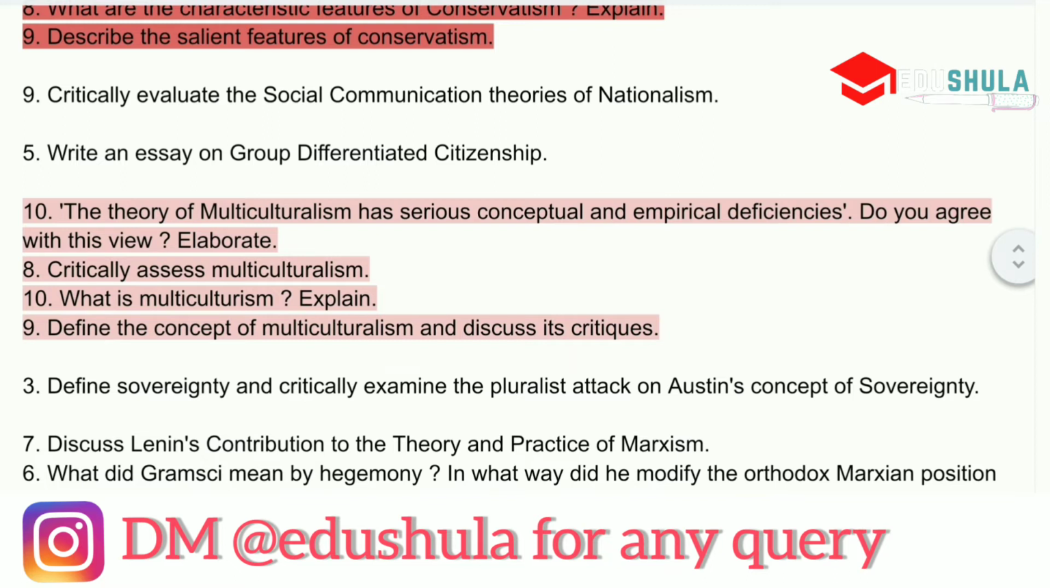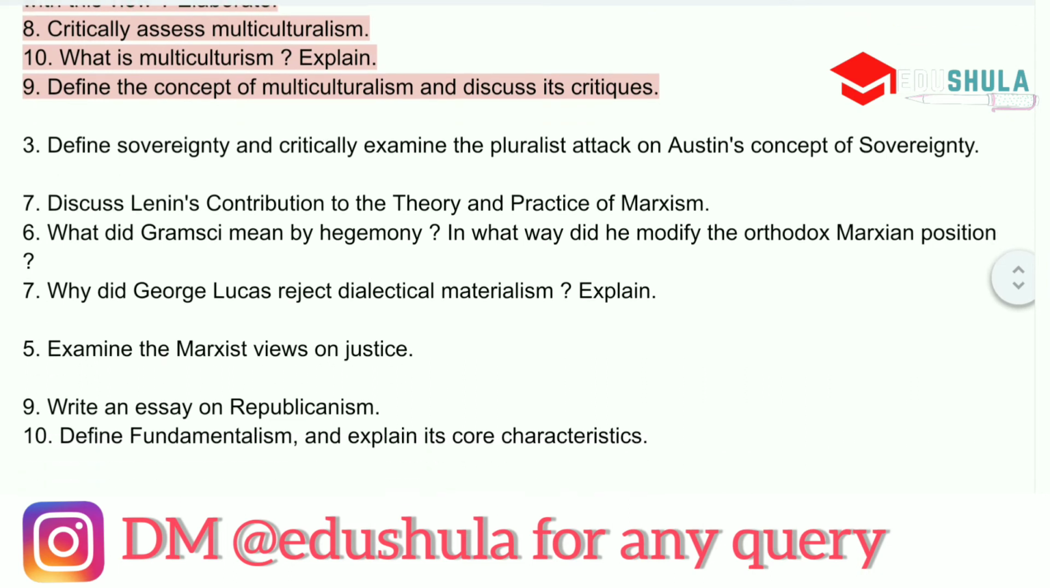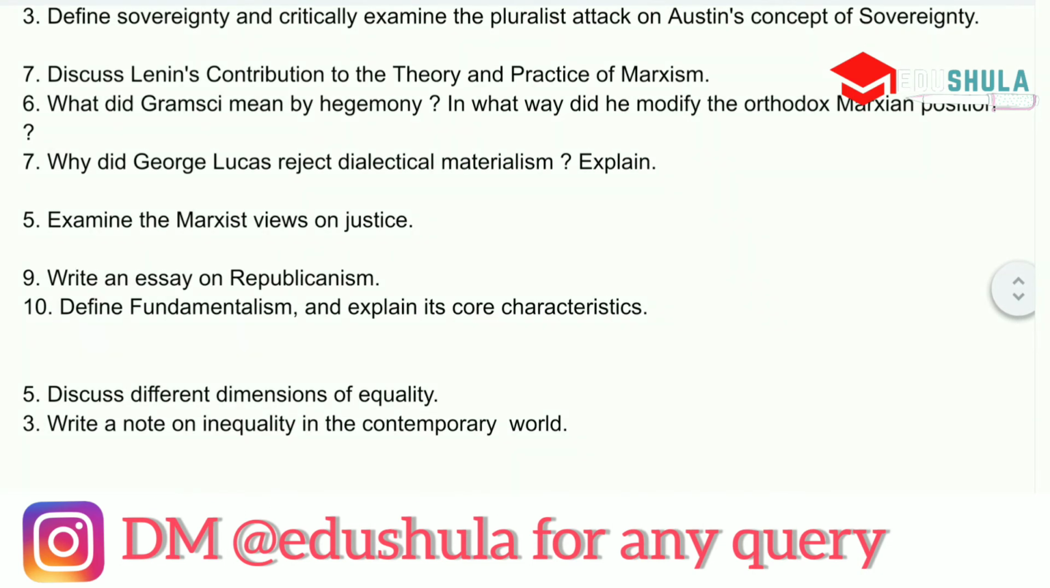Define sovereignty and critically examine the pluralist attack on Austin's concept of sovereignty. Discuss Lenin's contribution to the theory and practice of Marxism. What did Gramsci mean by hegemony? In what way did he modify the orthodox Marxian position?